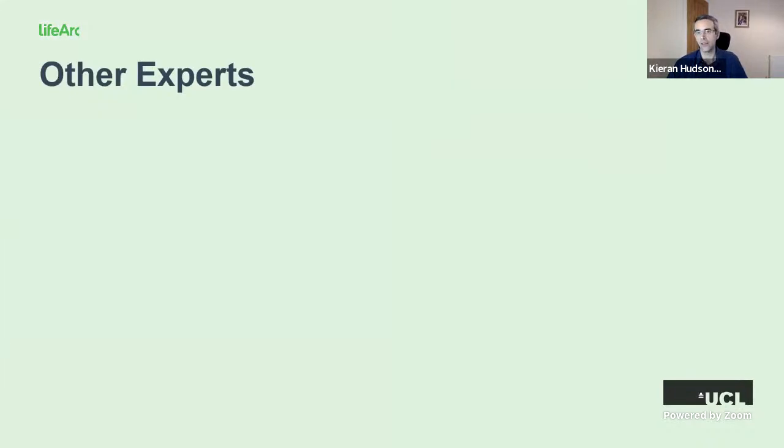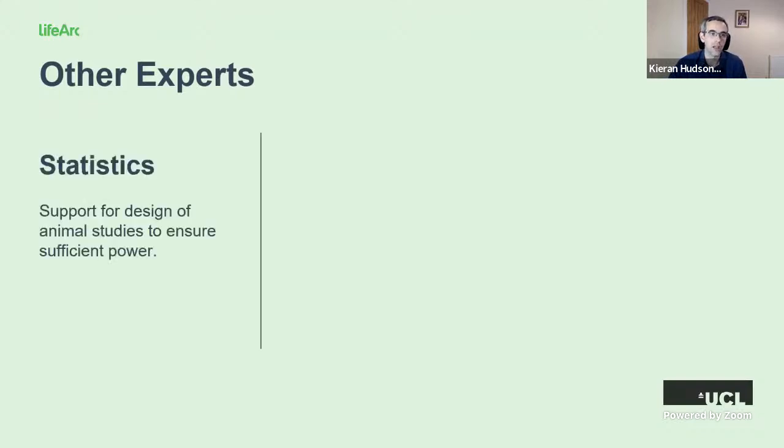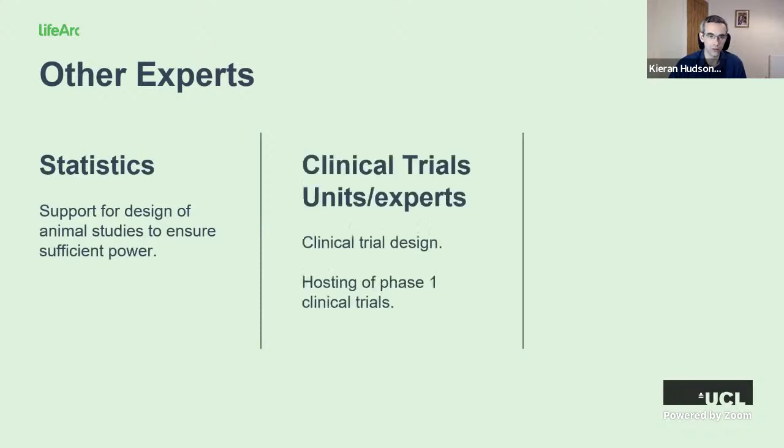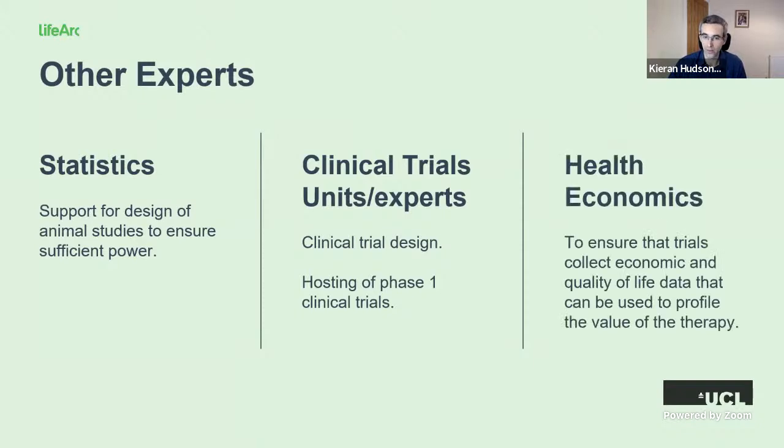And to say that list is sort of the core team normally, but it's not exhaustive. You may need access to experts in statistics to help with animal studies and trial design. There are clinical trial units around the country that can help with designing early phase clinical trials and may even be able to host some of the first in human trials. Health economics is always an important area to ensure that the trials collect proper economic and quality of life data to help profile the value of the therapy.